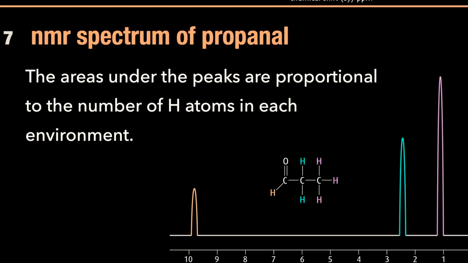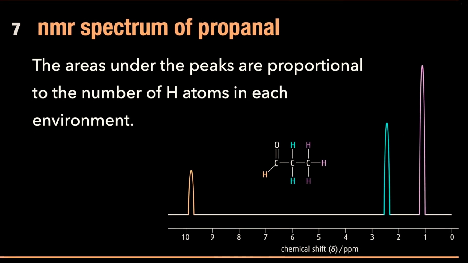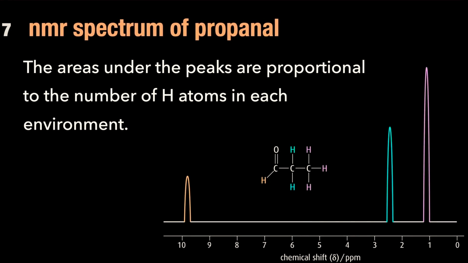Then we talked about, next slide we'll see that, the area I mentioned is proportional to the number of hydrogens in the environment. So this area is 1:2:3. Cambridge will give us the numbers in most cases, 1, 2, and 3, but the area is actually 1:2:3.